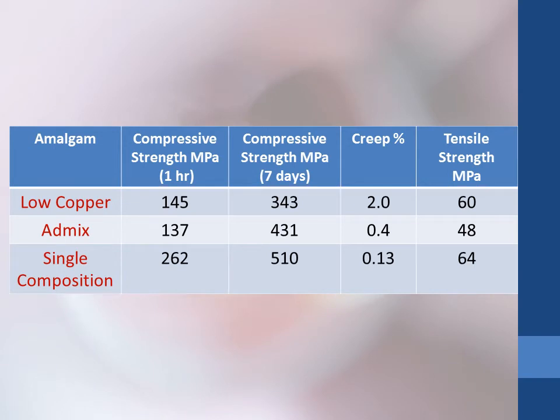Now let's look at this, it is a very good table. It summarizes the properties we have discussed so far in amalgam. If we look at the compressive strength, let's move on to the compressive strength at the 7th day or 1 week. So in low copper it is 343, admix 431, and as you can see, in the single composition high copper it is highest, at 510 megapascals. Creep is highest in low copper, followed by admix, and the least in the single composition. And tensile strength, though low in amalgams, is the highest in the single composition, and lowest in the admixed.